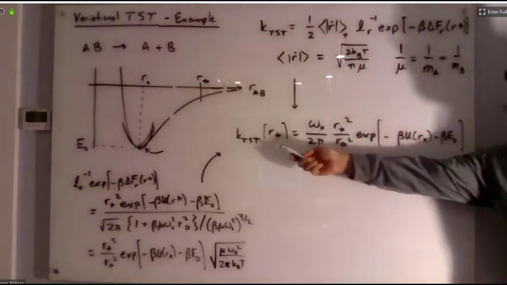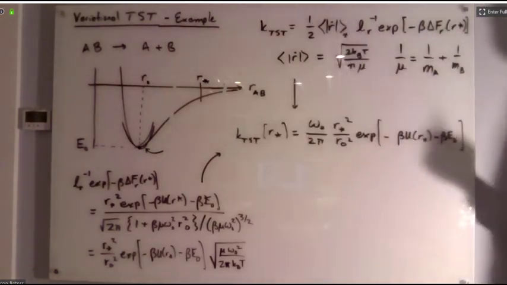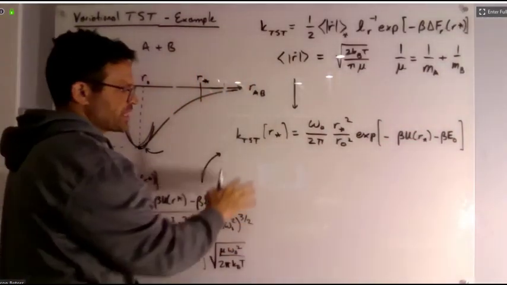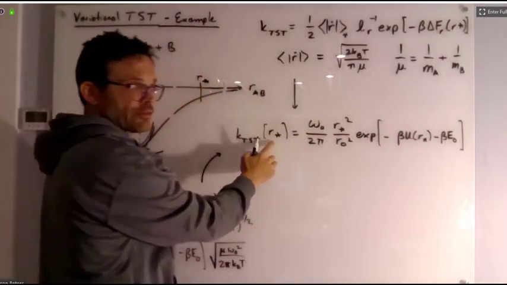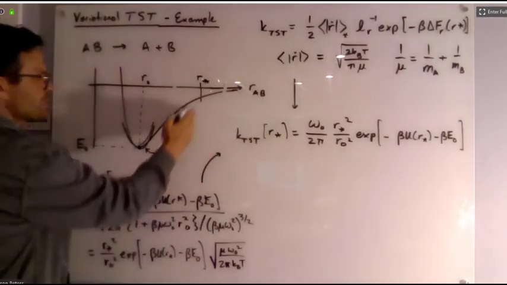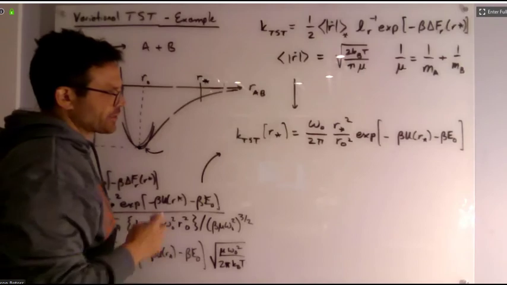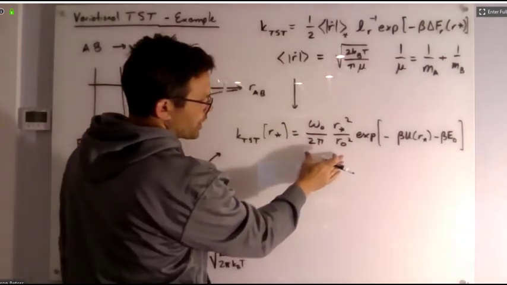Okay, so as I was saying, if we take all of these pieces that we've computed so far and put them all together, we get this expression, which is the transition state theory rate constant evaluated for a dividing surface located at distance r star, at this point arbitrary, along this RAB axis. And I want to just focus in on each of these terms here.